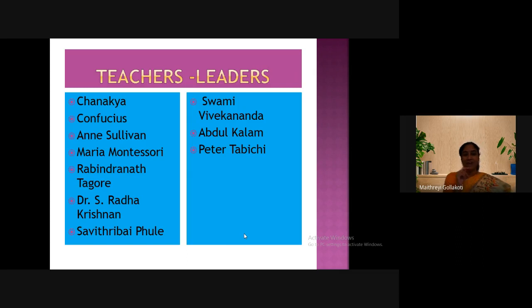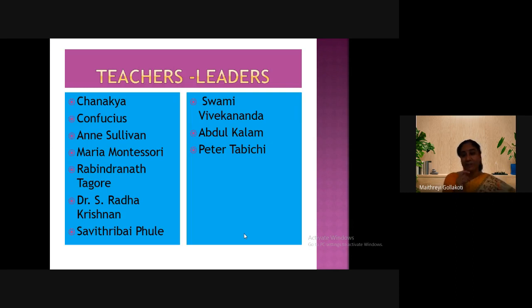And next is none other than Radhakrishnan. S. Radhakrishnan, Sarvepalli Radhakrishnan served as the President of India also, but he was well known as a teacher before that. He taught in Madras Presidency College and for some time in Karnataka also. And his birthday is celebrated as Teacher's Day.